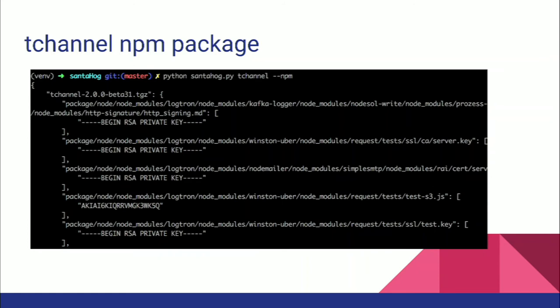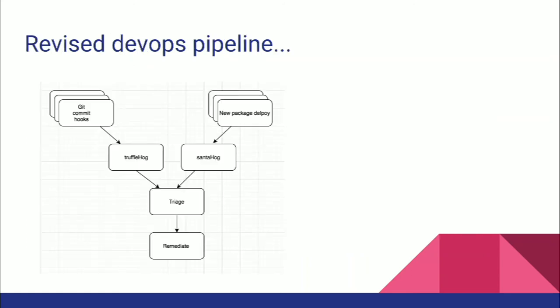So if you were to scan Uber's packages, you'd find credentials that actually have nothing to do with Uber and were just accidentally included because they included all of their sub-dependencies. So if we go back to our diagram here, basically we have the same triage and remediation step. We're just adding an additional hook from when we package NPM and PyPI to run, again, the SantaHog tool.